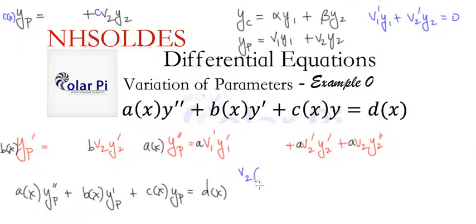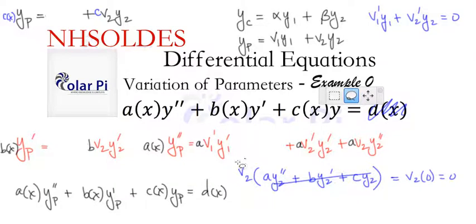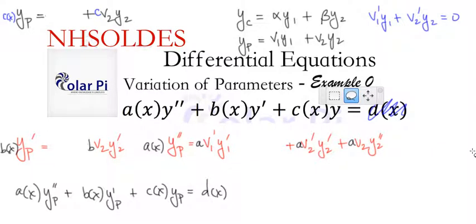And if we take out the v2 from all of them, look at what we'll have. We'll have v2 taken out, and then we'll get a times y2 double prime from this guy, right? And then this will be b times y2 prime, and this will be c times y2, but you guessed it, you see where this is going. But wait, y2 is also a solution to the complementary equation, meaning it solves the homogeneous equation. So it would have solved if instead of d of x we had equals 0. So this whole thing is 0, meaning we have v2 times 0, which is 0. So we can get rid of all of the terms containing v2, and these are all of them.